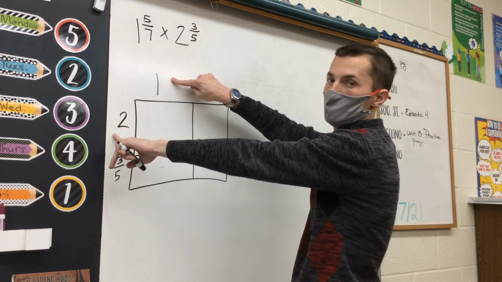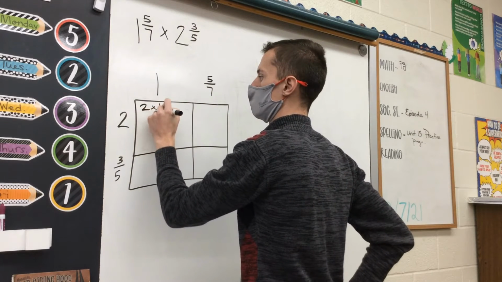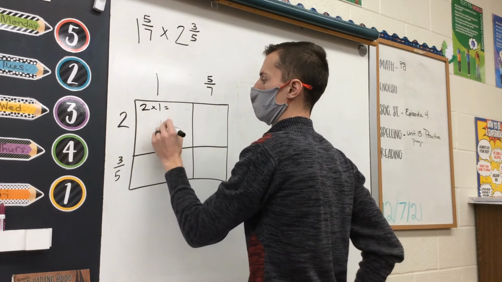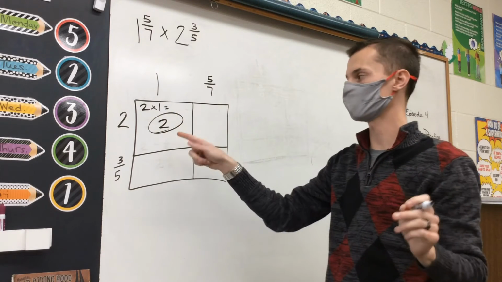Okay, just like a multiplication chart, what we're going to do is connect and multiply 2 times 1 in our first box, which is 2. I'm going to circle that because we are going to use it later.